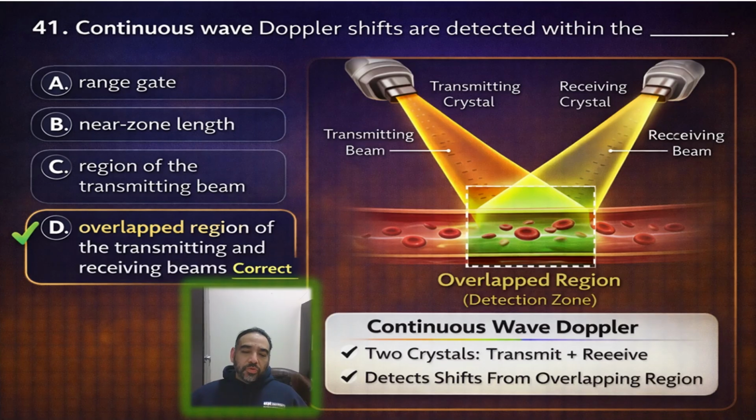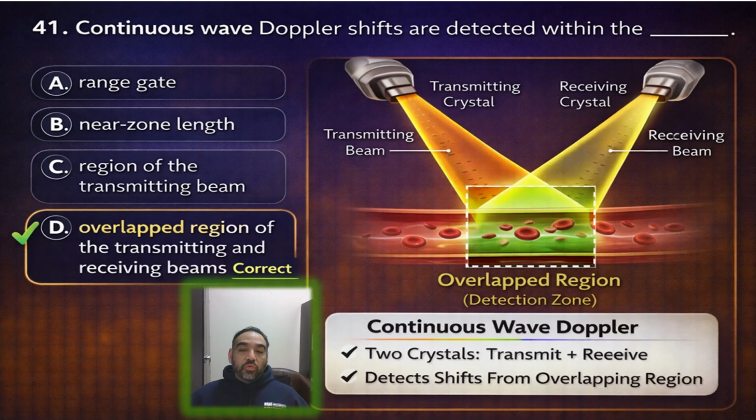The first question is: continuous wave Doppler shifts are detected within the blank. Answer A is the range gate. Answer B is the near zone length. Answer C is region of the transmitting beam. And answer D is the overlap region of the transmitting and receiving beams. Of course, this one does have the correct answer highlighted. And so that's what it is, answer D, the overlap region of the transmitting and receiving beams.